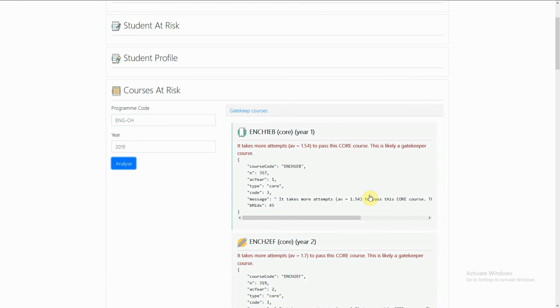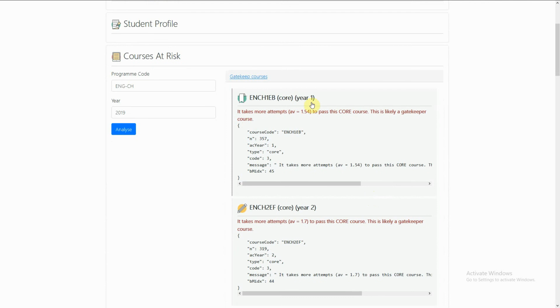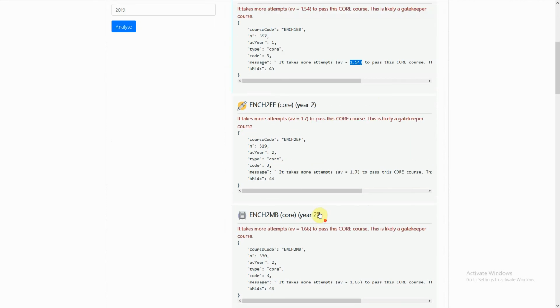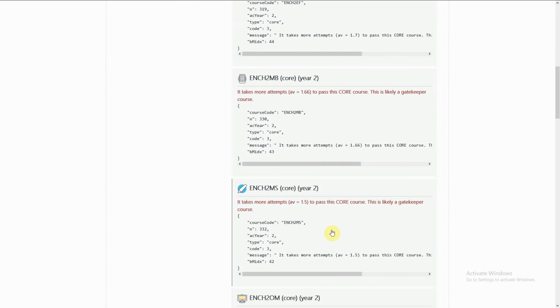And so the system has determined for us a list of so-called gatekeeper courses. So these are courses that occur early on in the academic program and where there are multiple attempts required to pass this course. And so we can see here, for example, it takes 1.54 attempts before this course is passed. And so we have a list here of all such courses.